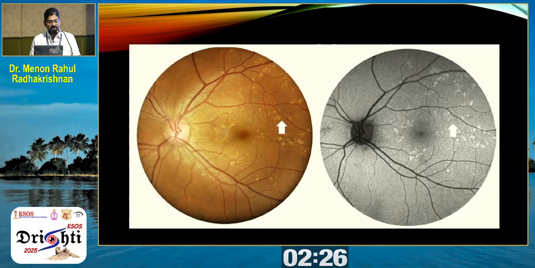So, in this image, you can see in the color picture to the left all these white spots, which probably most of us would have seen and probably not given a second thought to. So you have not missed much. And if you get an autofluorescence for this image, you will see it as hyper autofluorescence.